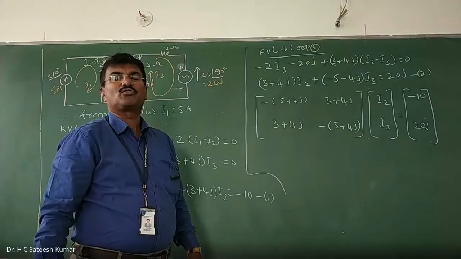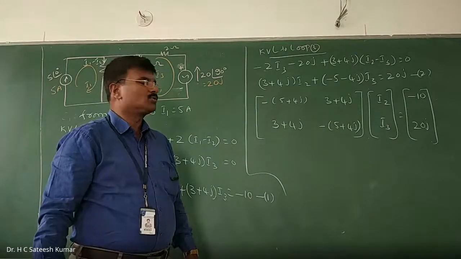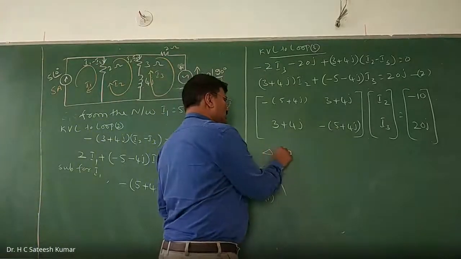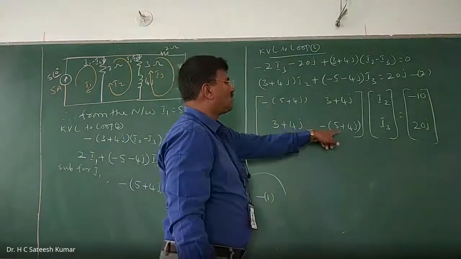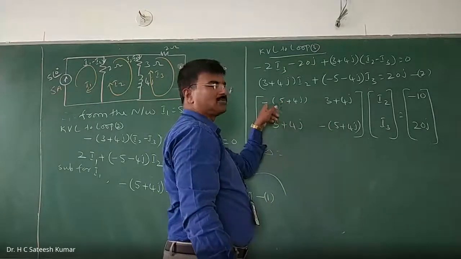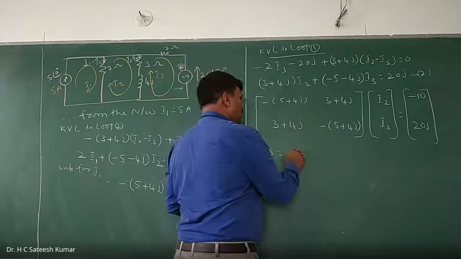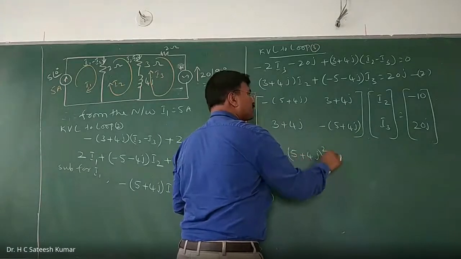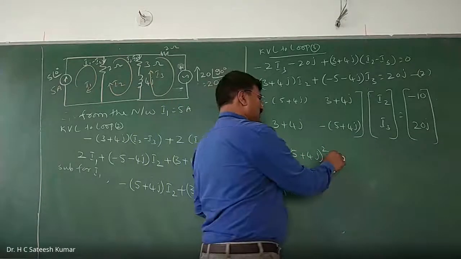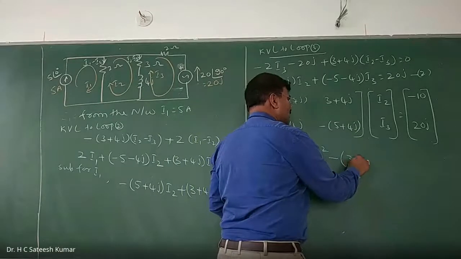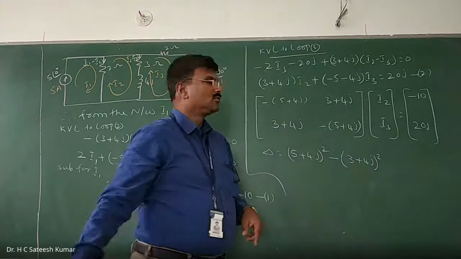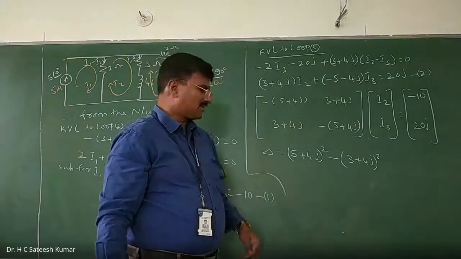Now we have to find delta, delta 1 and delta 2. First, calculate delta separately. Delta is equal to what? 5 plus 4j minus into minus, plus 5 plus 4j into 5 plus 4j. I get it as 5 plus 4j whole square minus 3 plus 4j whole square. I have taken a very easy problem. This one. Okay, take the calculator.